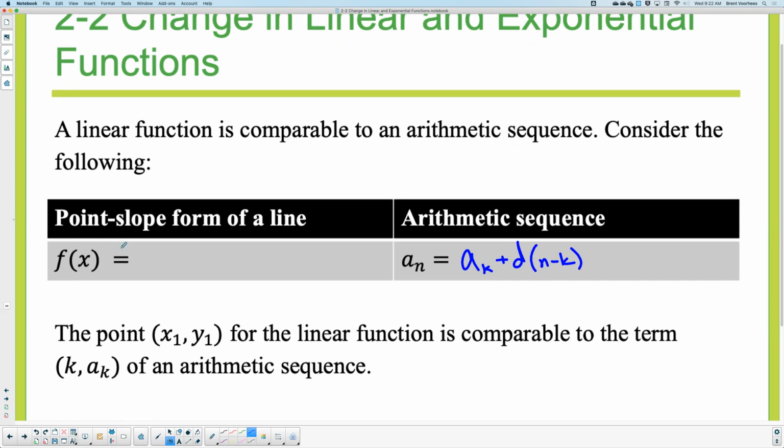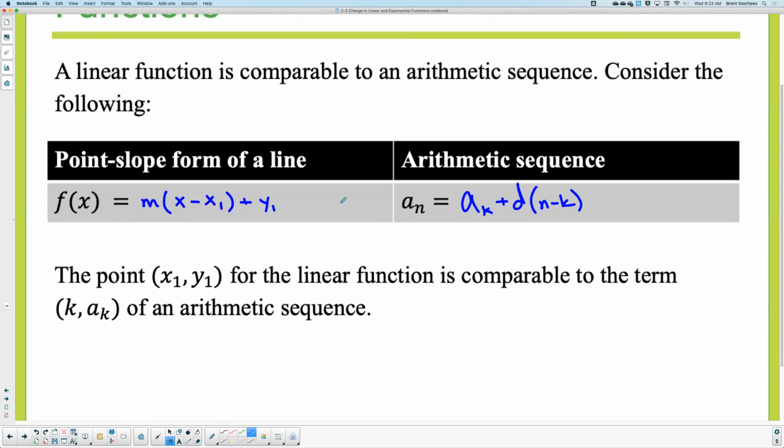Now, what I'm going to show you here is the point slope form of a line. The point slope form of a line was this, where you had your m times, the way we wrote it, x minus, and I'm going to use x1 rather than k. I could use a k. I'm going to use x1. And then, so it was the slope times x minus x1, and then on the outside plus y1.